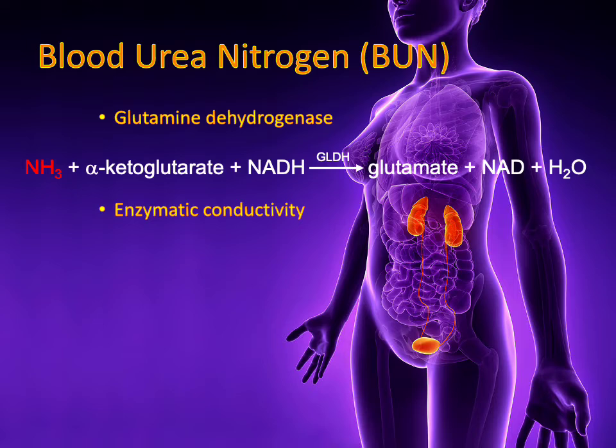Another option for measurement of BUN is to incorporate the use of a second enzyme, glutamate dehydrogenase. In this case, ammonia reacts with alpha-ketoglutarate and NADH in the presence of glutamate dehydrogenase to produce glutamate and NAD. As we can see in this reaction, NADH is oxidized to NAD, and this oxidation reaction can be measured at 340 nanometers.